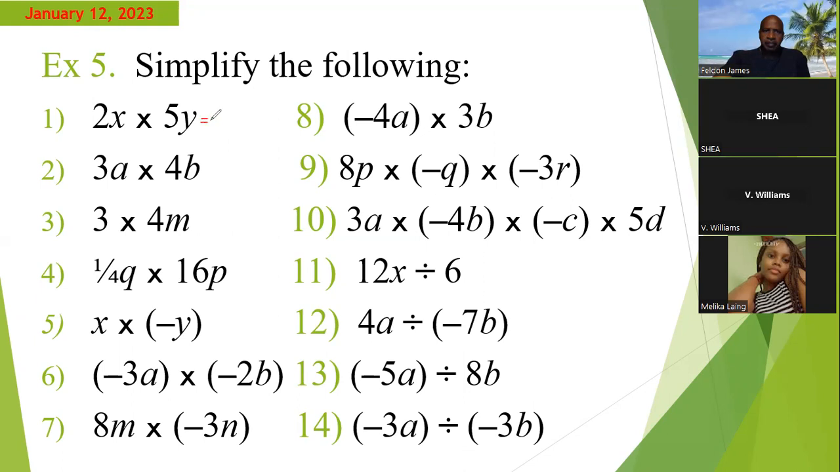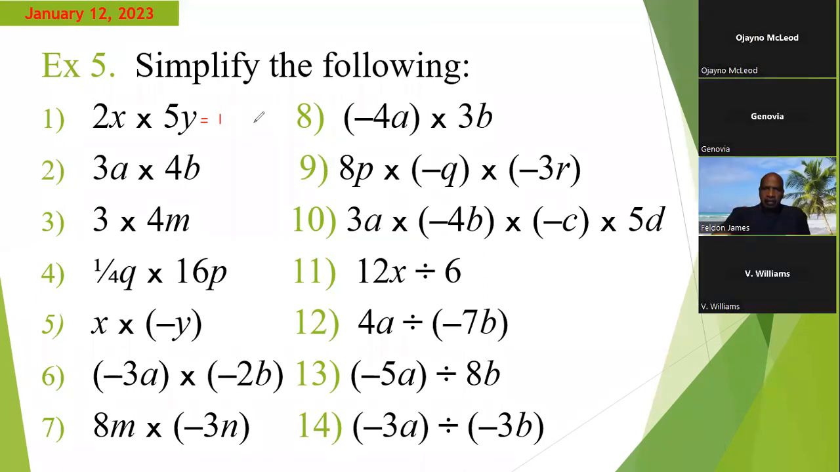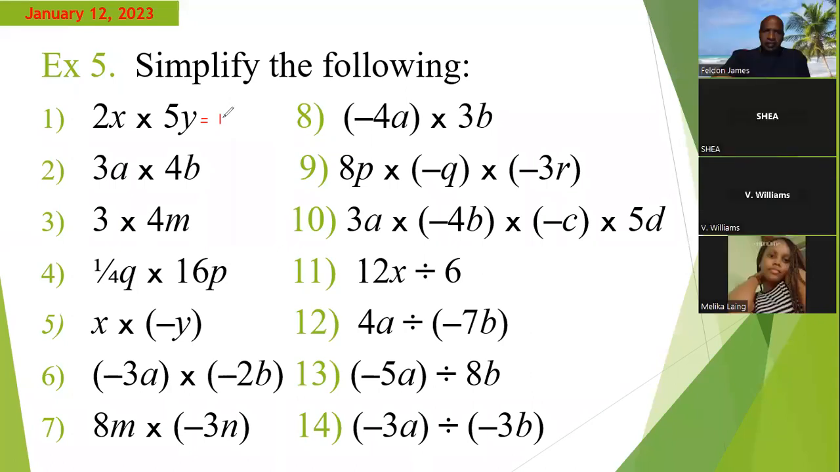Question 1 would be 2x multiplied by 5y, so that would be 10xy. Okay, anybody else agree with Ms. Williams? Let me see your hand. Okay. All right, Ms. Williams, very good. All right, anybody else would like to do question 2? Sir, number 2 is 3a times 4b giving 12ab. All right, so this will be 12ab. Good.